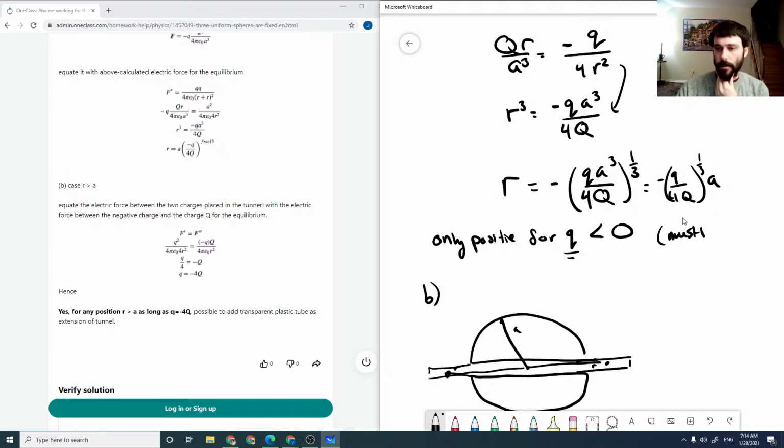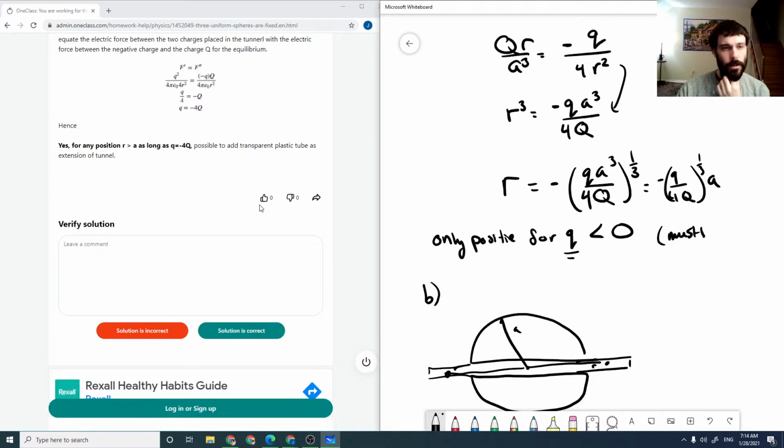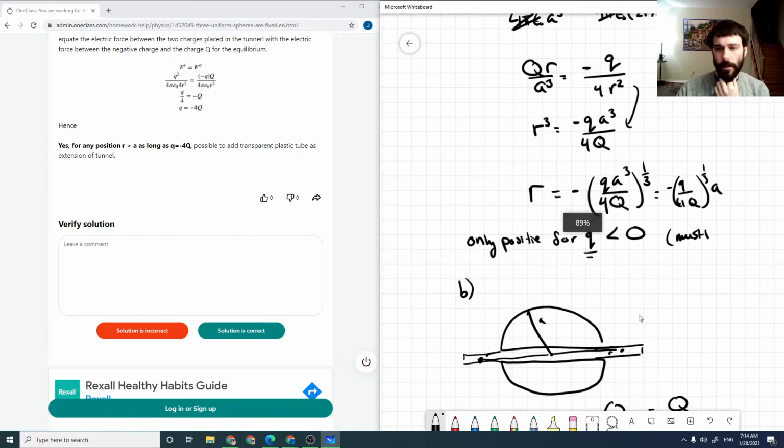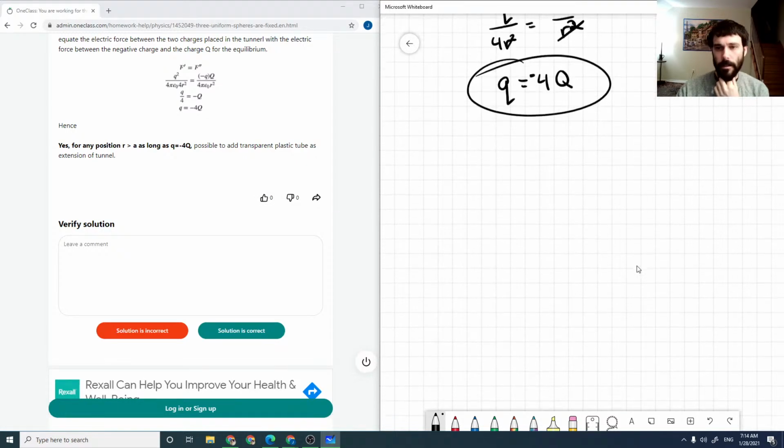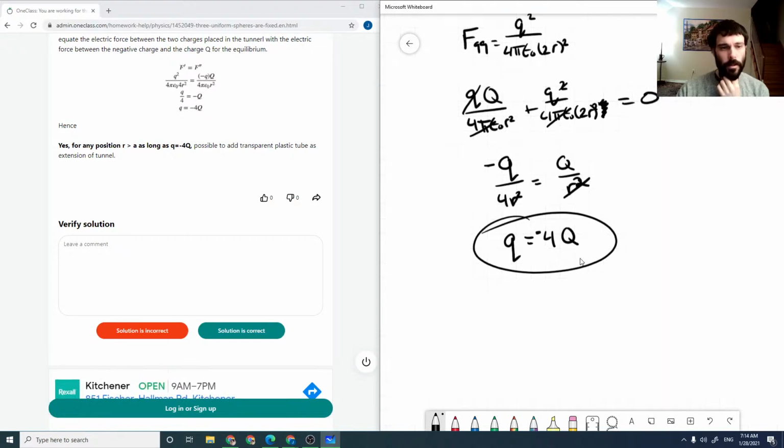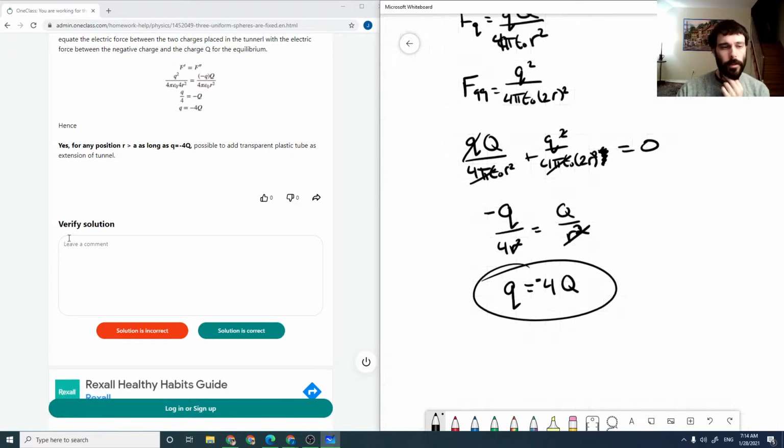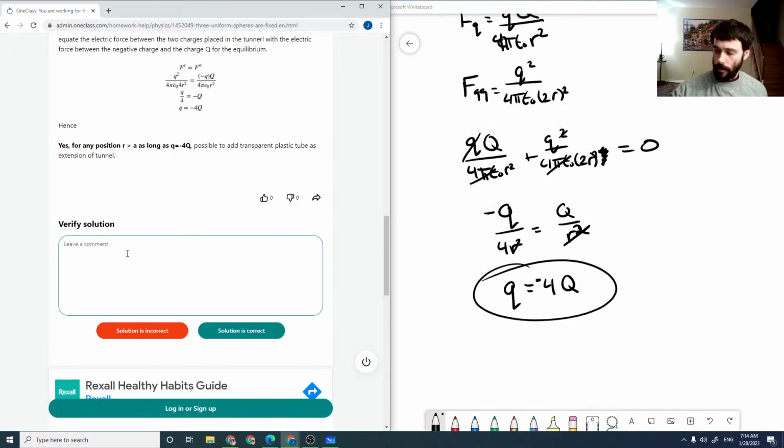So that at least there's different R's depending on the charge. And then down here, we get that there's any equilibrium at any position as long as Q is minus 4Q. So that looks good.